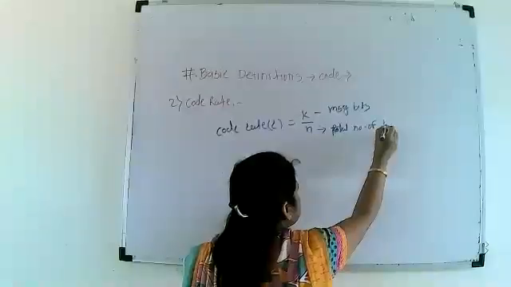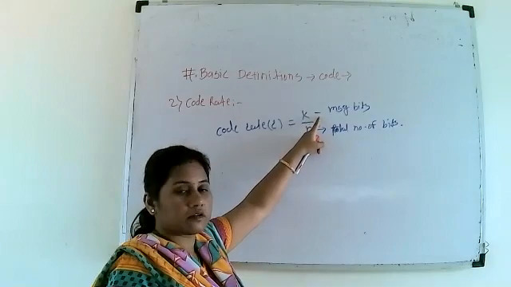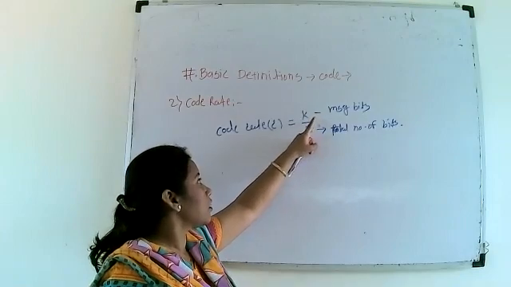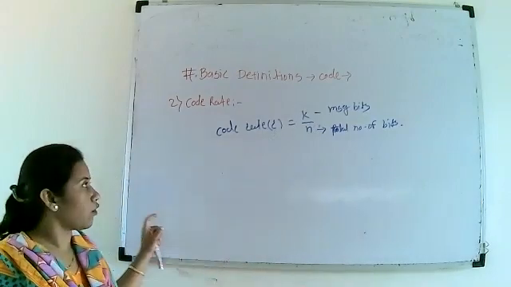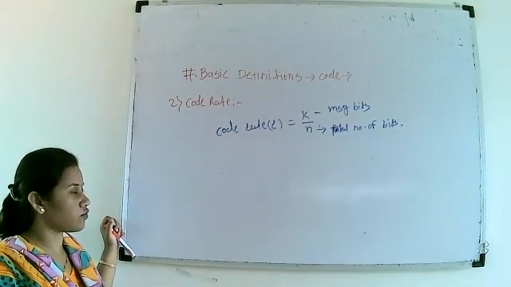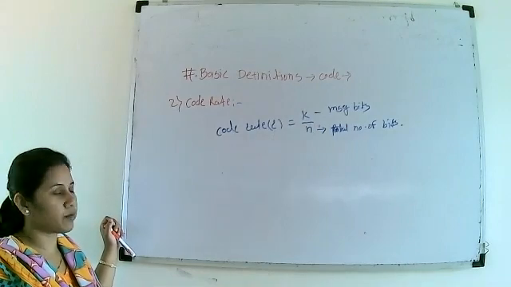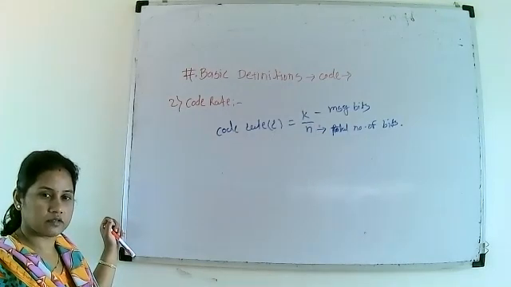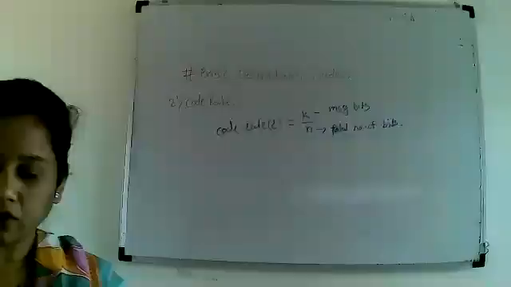In the whole code word, the important information which we have to transmit is k. The code rate is the ratio of the message bits, which we want to transmit towards the receiver, to the total number of bits. The total number of bits contains the k message bits as well as the n minus k parity bits. That is the code rate.